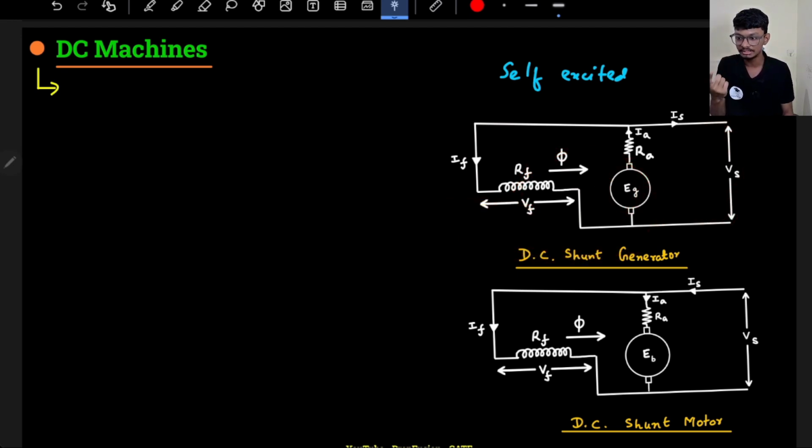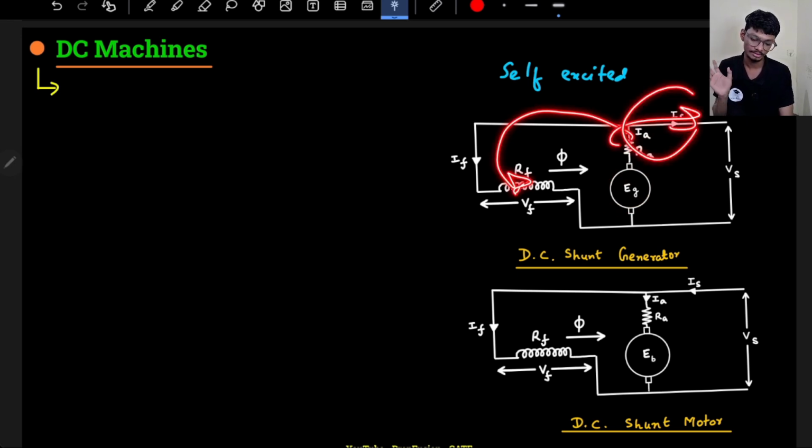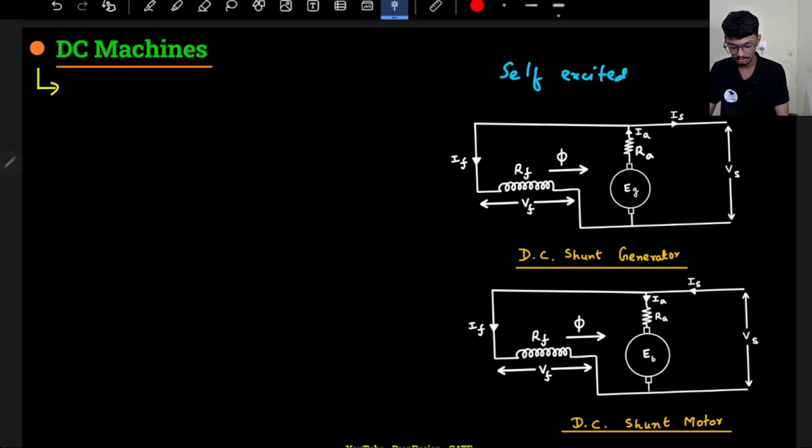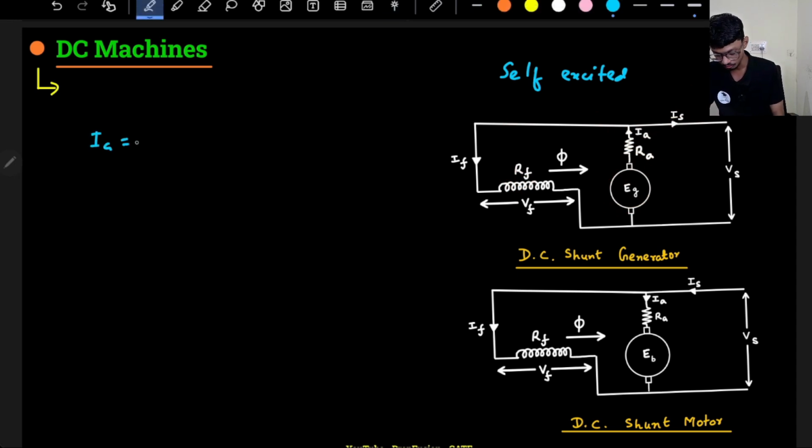So this time the field current is a summation of two currents. If it is acting as a generator, then the IA current, the armature current, will leave from the machine, and a bit of it will be used to energize the field winding, and the rest of it will be used to provide the load. So in the generator case, if I apply KCL in this node, my IA will be the sum of the load current IL, or supply current IS, plus IF. Sometimes this is called the load current as well.